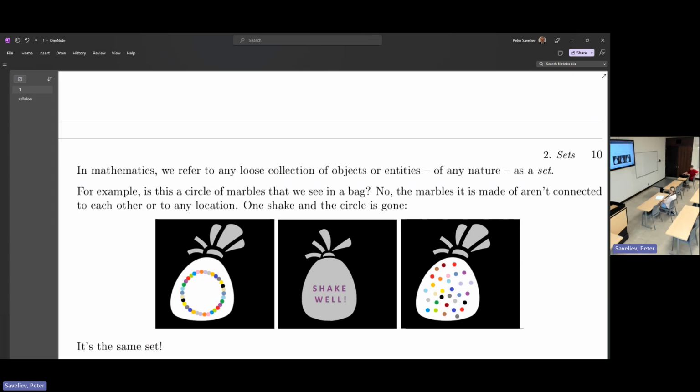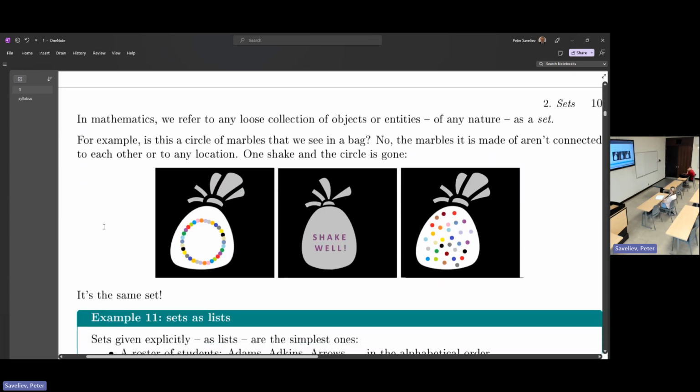They could just as well have done it differently. Instead of going 1 to 3, they go alpha, beta, gamma, and it would still be just as good a way to separate them. And that's the same set. So the order of things doesn't matter.